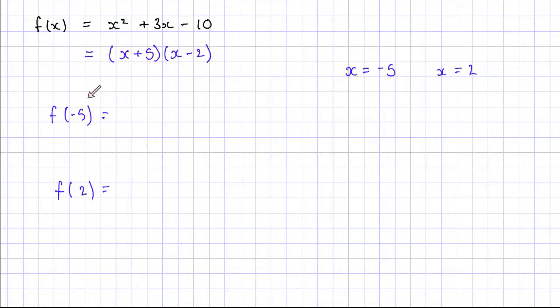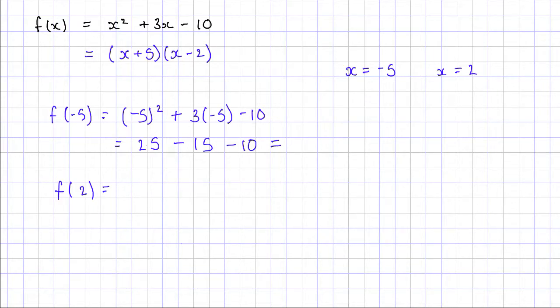Okay, when I'm working this out, so f of minus 5, I can use this one or this one. I can use either one, it's fine, because these are identical. So let's use the first one. So I'll say minus 5 squared plus 3 times minus 5 and minus 10. So this will give me 25 minus 3 times minus 5. So 3 times minus 5 is minus 15. So minus 15, take away 10. So 25 take away 15 is 10. Take away 10 is 0.